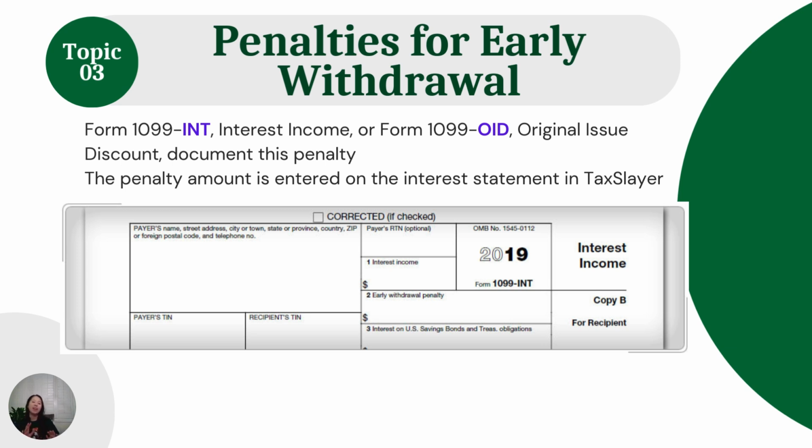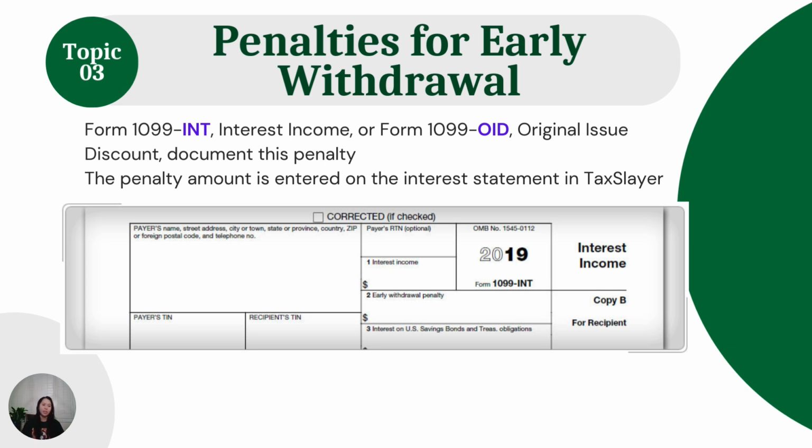Retirement plans, and where you have this set amount where you can't withdraw your money early. And if you do, it results in a really high tax. Well, if you do end up withdrawing that early, then you would receive Form 1099-INT or Form 1099-OID, and that penalty amount would be entered on the interest statement in TaxSlayer.